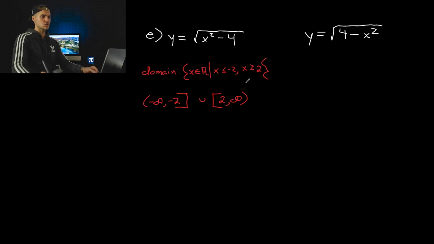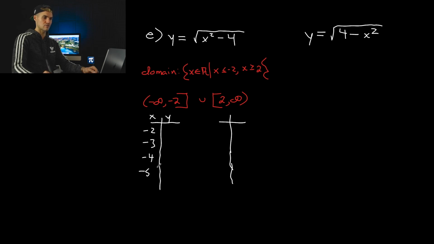Now to find the range, I'm actually going to make a table of values like we did in that other relation when we were dealing with a square root. But notice here, we're actually going to make two tables of values because there are two intervals to work with, right? So I'm going to make a table of values for all the x values less than or equal to -2. So let's say -2, -3, -4, -5. And over here, all the x values greater than or equal to 2. So 2, 3, 4, and 5.